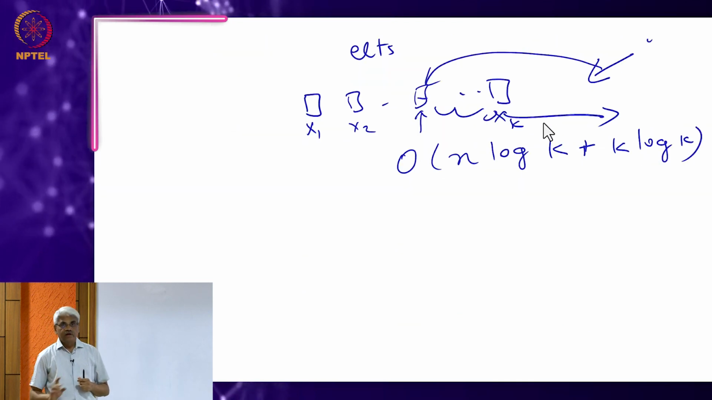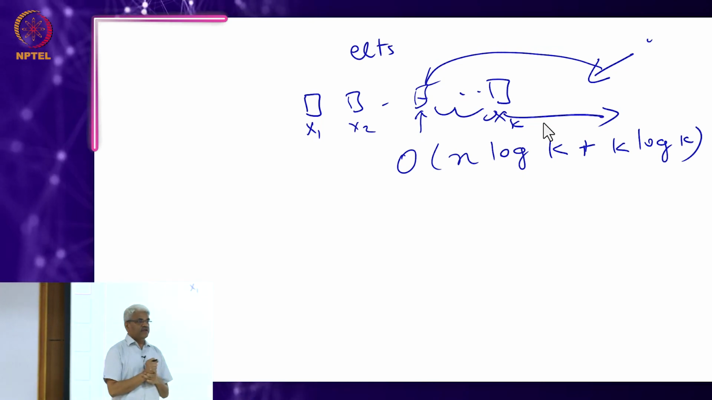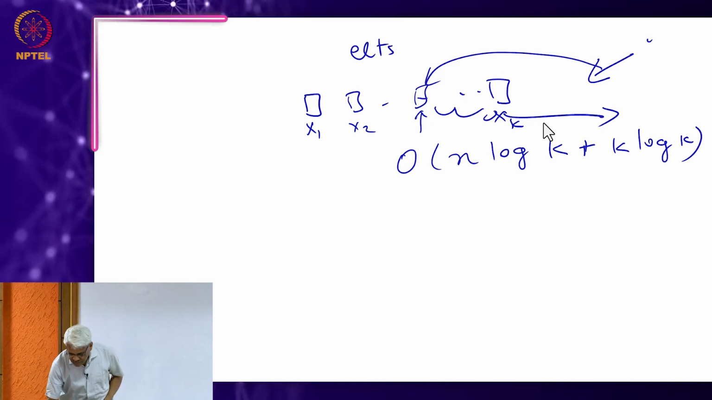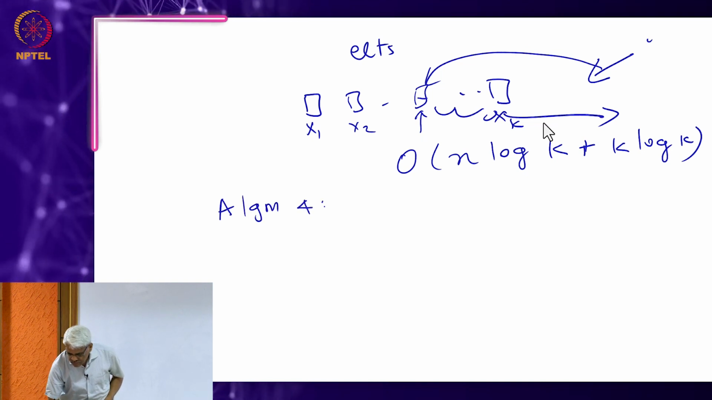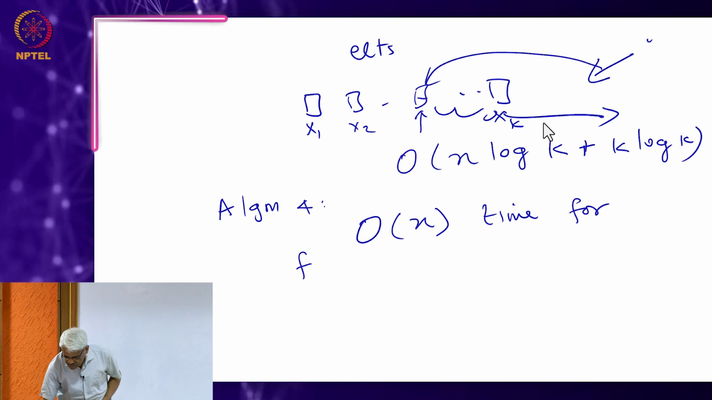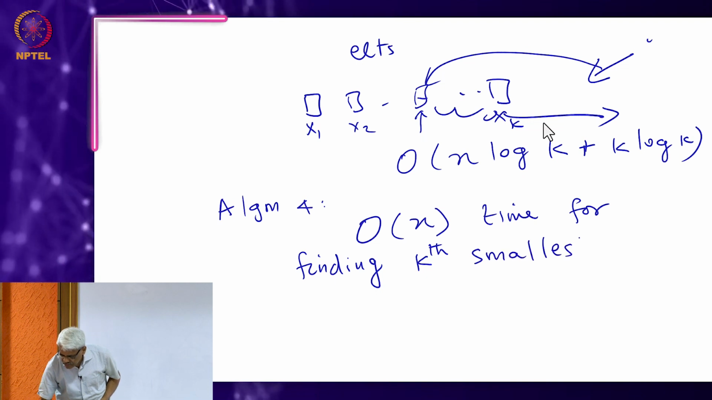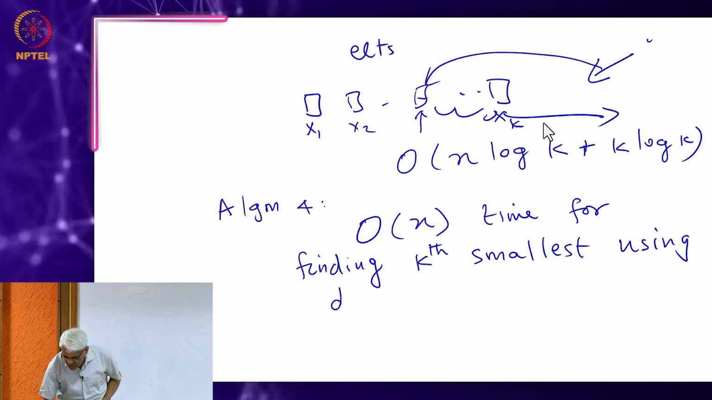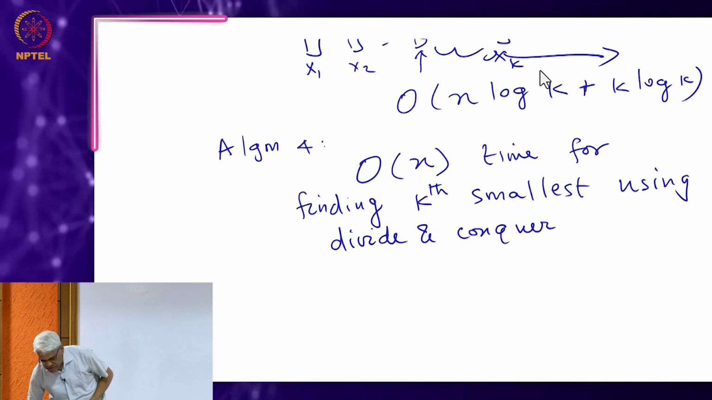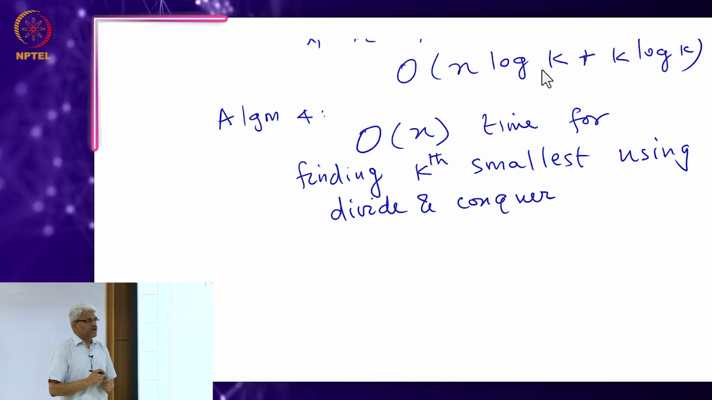Anybody knows one of the deep applications of the divide and conquer algorithmic technique? Again, I'm sure many of you who have done a course on algorithms should have seen this, that you can find any kth smallest element using divide and conquer. I leave it like this because this will take at least half a lecture to explain how it works, but it's a very powerful application of divide and conquer.